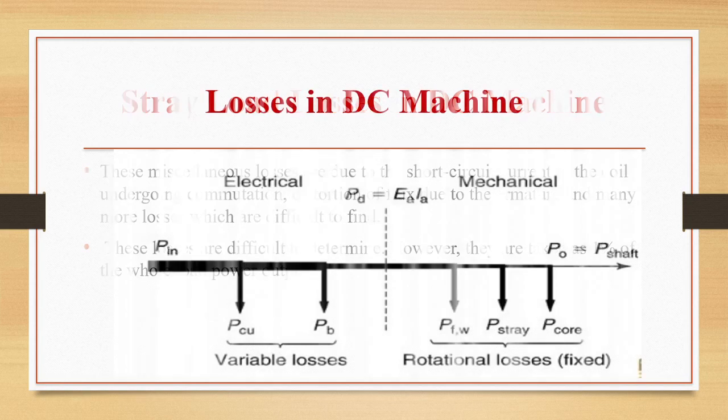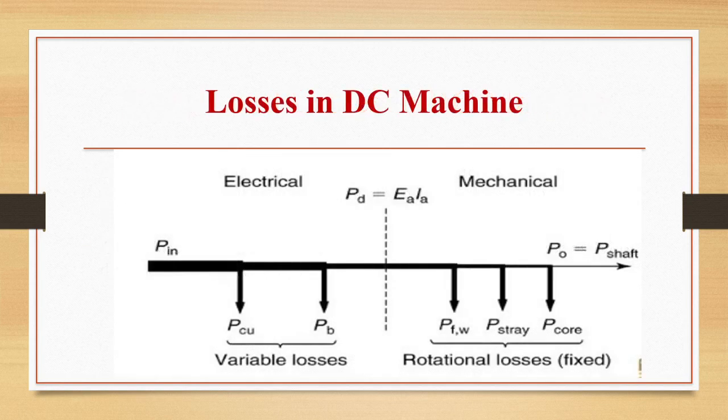Okay. So this is a diagram showing the variable losses and the rotational losses, the fixed losses. Fixed losses are also called rotational losses. And this is the electrical side and this is the mechanical side. Core losses, stray losses, copper losses. These are friction and windage losses. F is friction, W is windage, stray losses, iron losses. These are all fixed losses. And these are all variable losses. Copper losses.